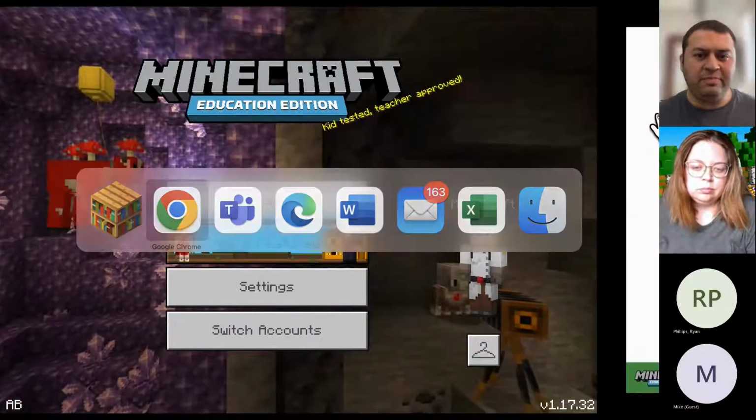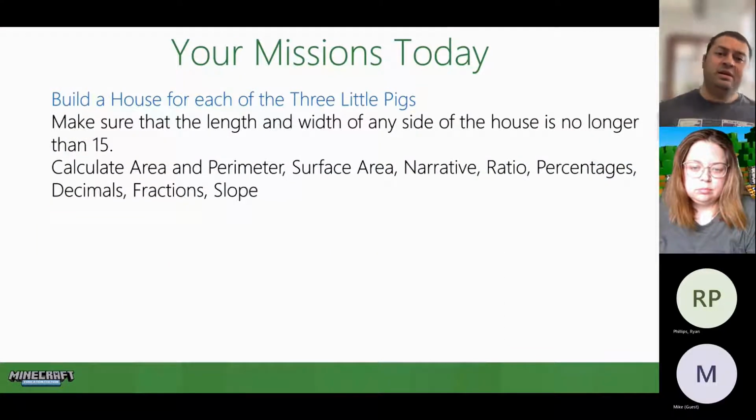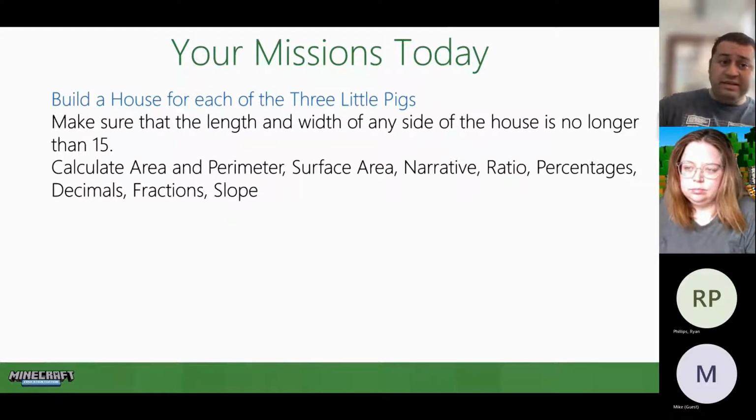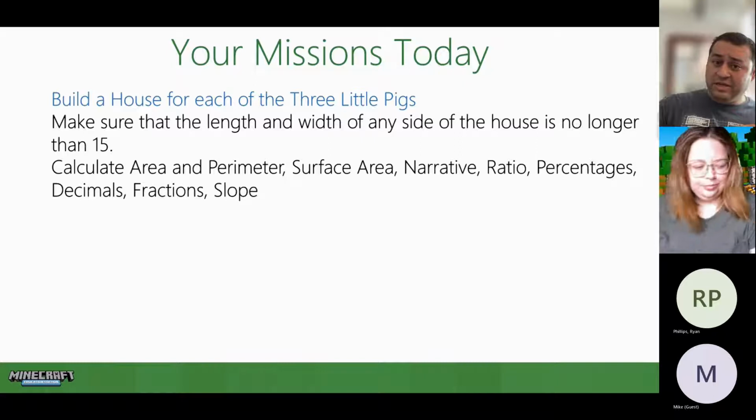And I'm going to just put up my mission for one second. I'm going to keep it super simple, and we're going to build a house for each of the three little pigs. That's my mission for today. Now, we're going to use a little bit of math on top of those language skills, because we've read that story clearly before we're building this. We have that background knowledge loaded.